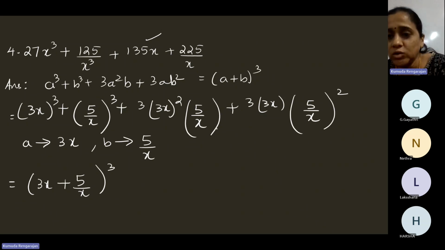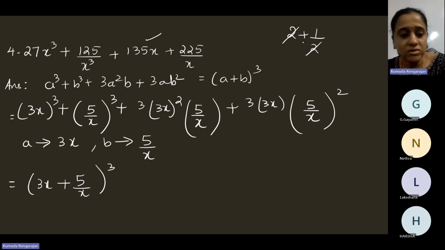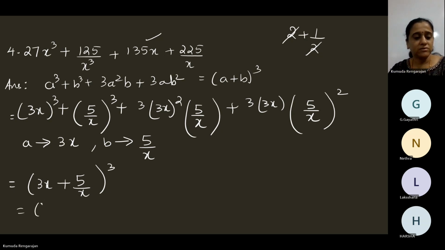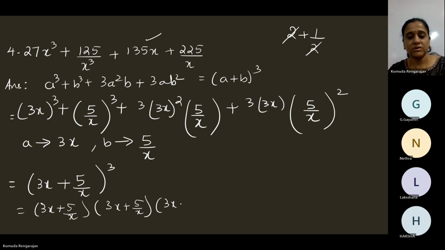Now, what is 2 plus half, children? Can you cancel 2 and 2? Similarly, here you cannot cancel x and x. When there's a plus or minus sign in the middle, you cannot cancel x and x like that. So 3x plus 5 by x the whole cube. What is that? 3x plus 5 by x. Write it 3 times. Yeah, please write down.